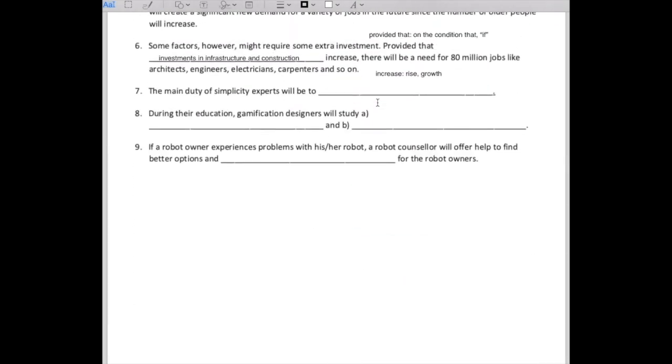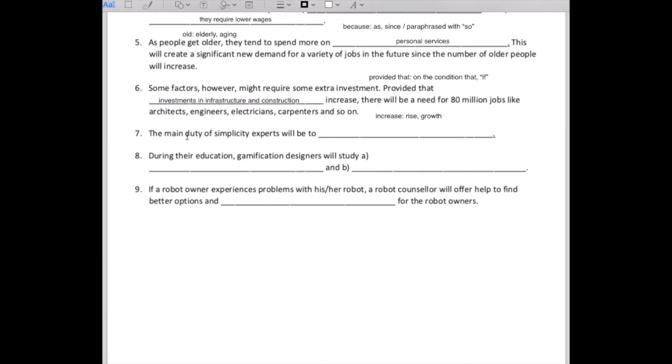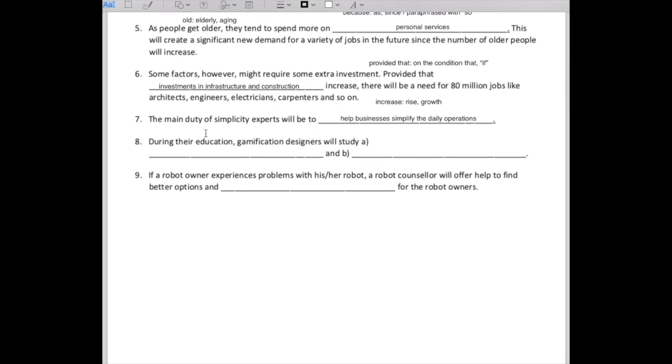And here we are. The main duty of simplicity experts will be to help businesses simplify the daily operations. Does that fit? Well, yes, we have "will be, to," we need a verb 1, we need a base form, help is a base form, that is fine. Very good, let's continue. During their education, gamification designers will study gap and gap.